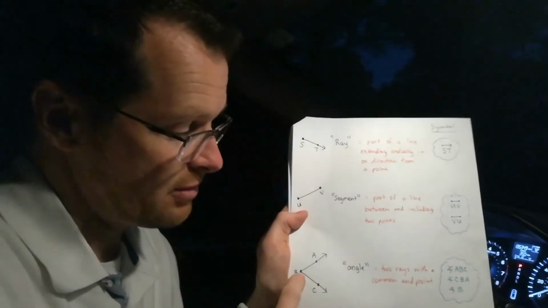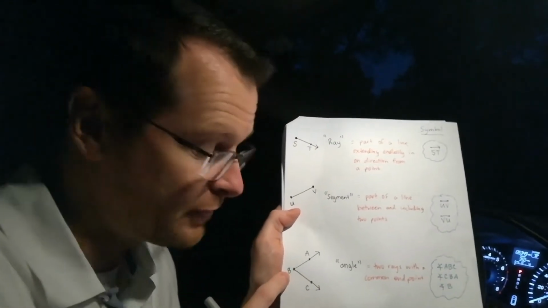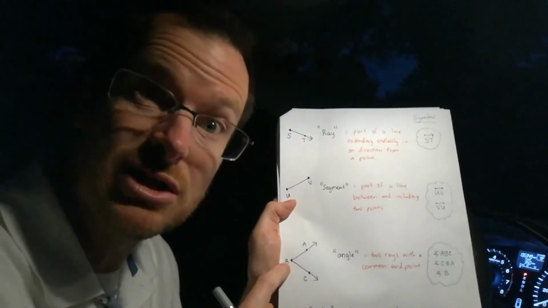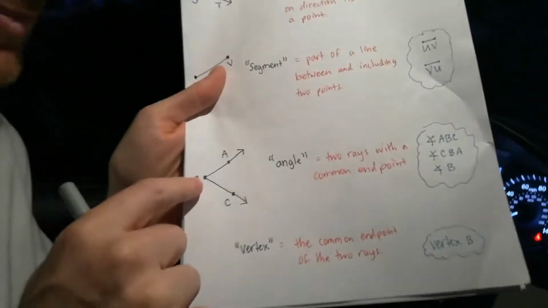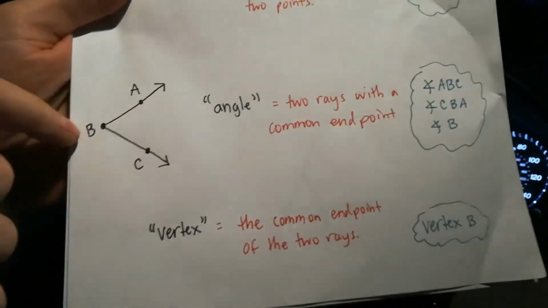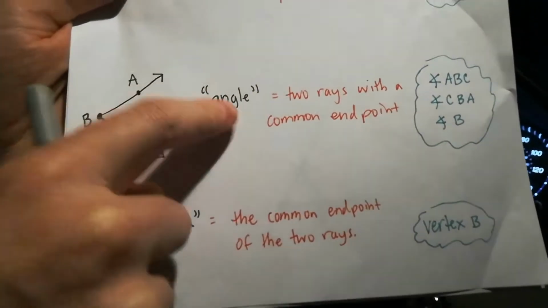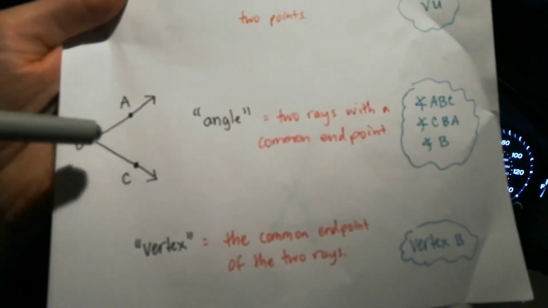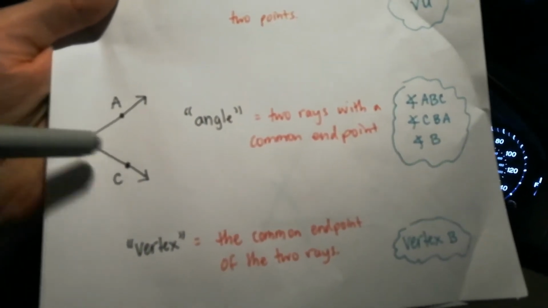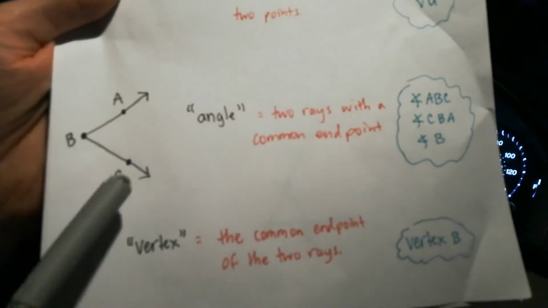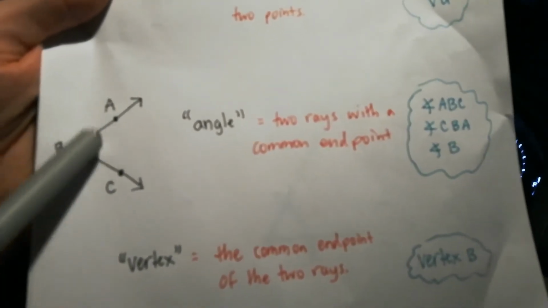Now, if you have two rays together, a single point B is the vertex. We're going to learn about vertex. A vertex is a single point. The two rays shooting, B going to A and B going to C. All right? This is known as an angle. The stuff in between here will be an angle. And so we could call that angle ABC or angle CBA, or we could just call it angle B.